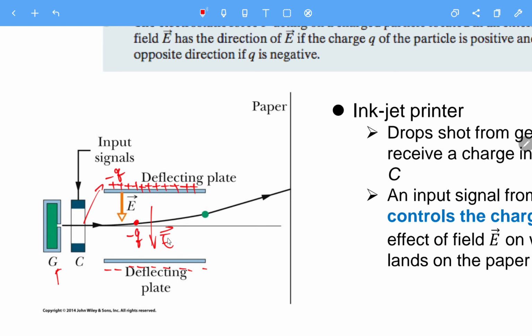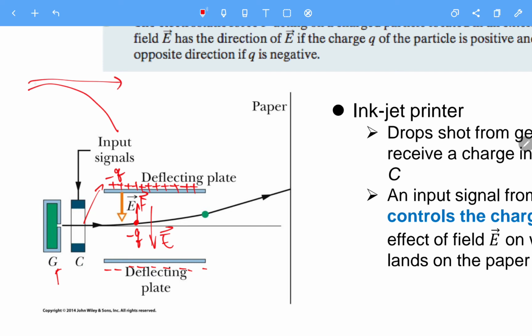So due to the Coulomb force, which is F equals negative QE, Q is a positive value, so this is negative. So negative QE will be pointing upward. So it's just like what you have learned in high school physics.